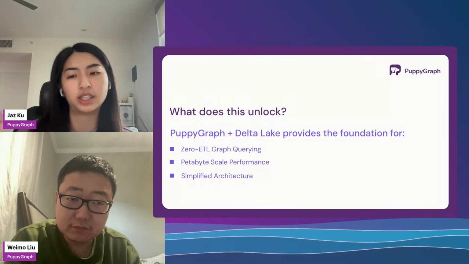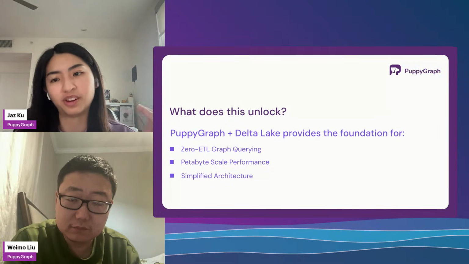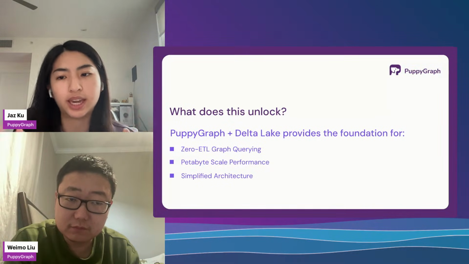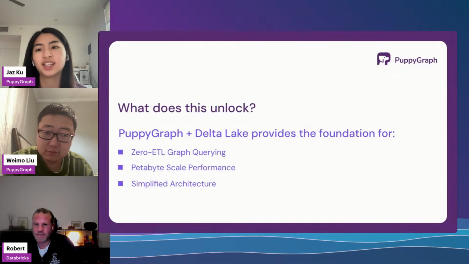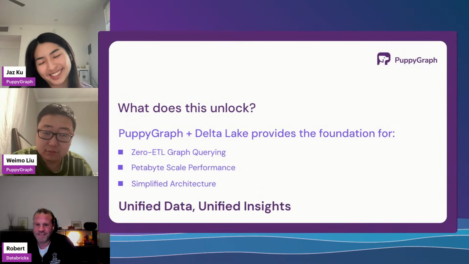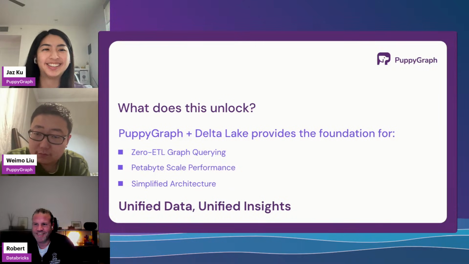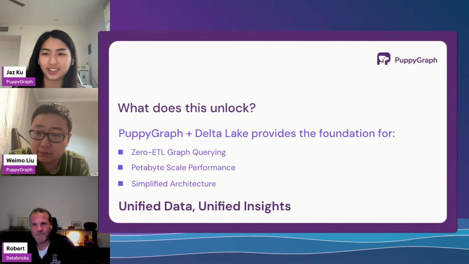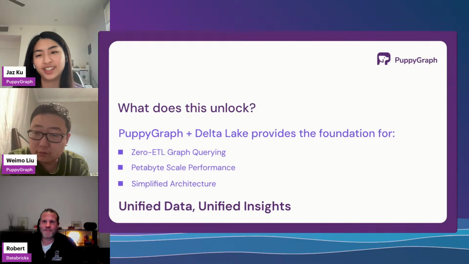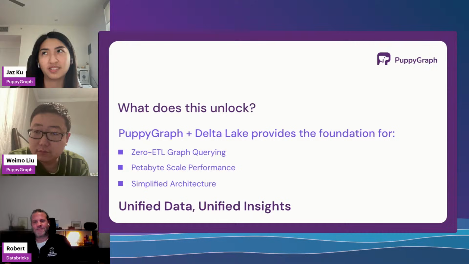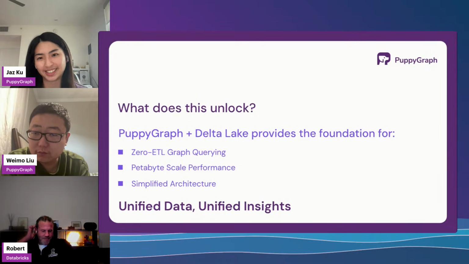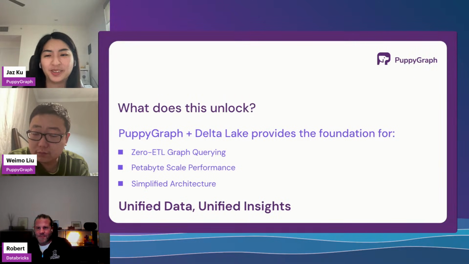And then you can plop in your SQL engine or your PuppyGraph graph query engine and decide which one works best for your use case, which allows you to unify your data and unify your insights, because you can continue to cram all your data into your data lakehouse. And having all your information in one place is always really helpful for analytics, because now you get to really explore the context and relationships that exist within your data.